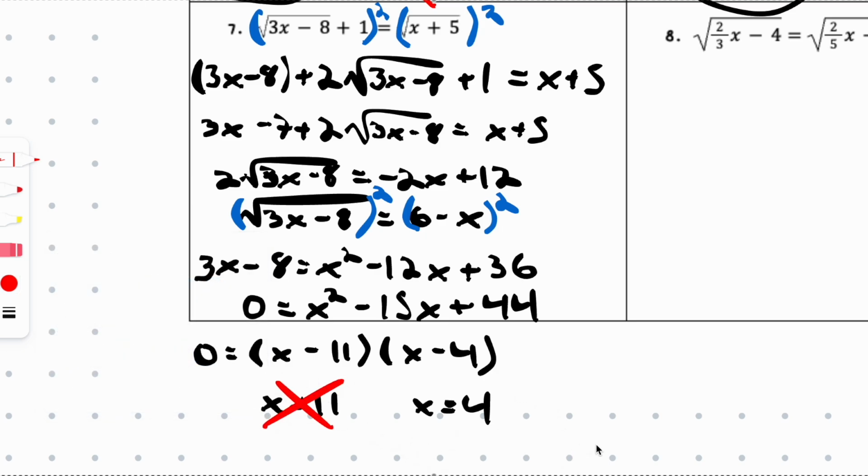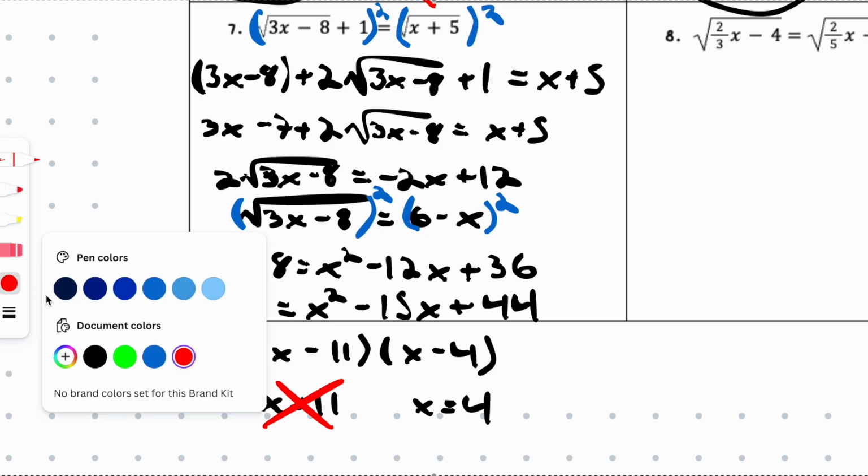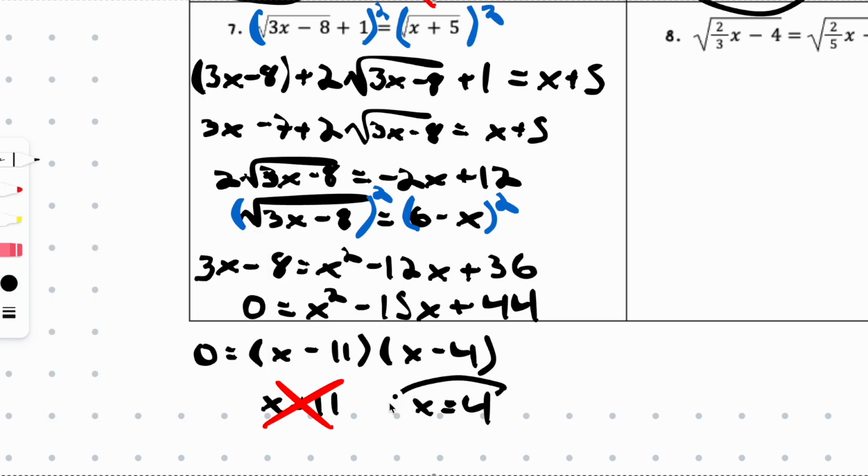Okay, so now let's plug in 4. 3 times 4 is 12. 12 minus 8 is going to be 4. The square root of 4 is positive 2. Positive 2 plus 1 is 3. Now we do 4 plus 5 is 9. The square root of 9 is going to be 3. So we get 3 equals 3. That checks out. So we know 4 works.